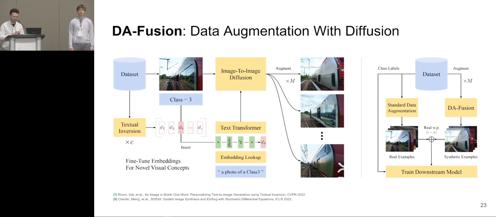So this is how DA Fusion works. We have these two components: we have our fine-tuning component, and we have our generation component that we use to produce several different augmented versions of every visible image in the training set of your few-shot classification task.